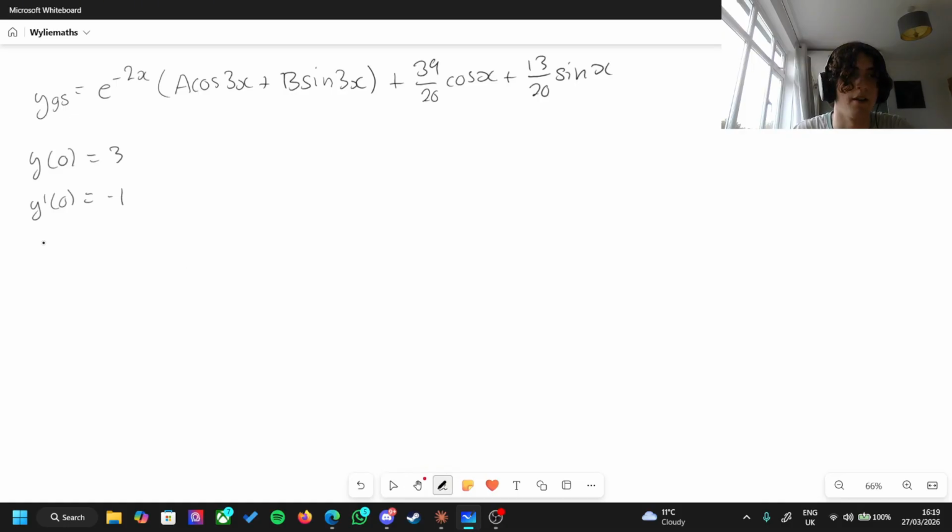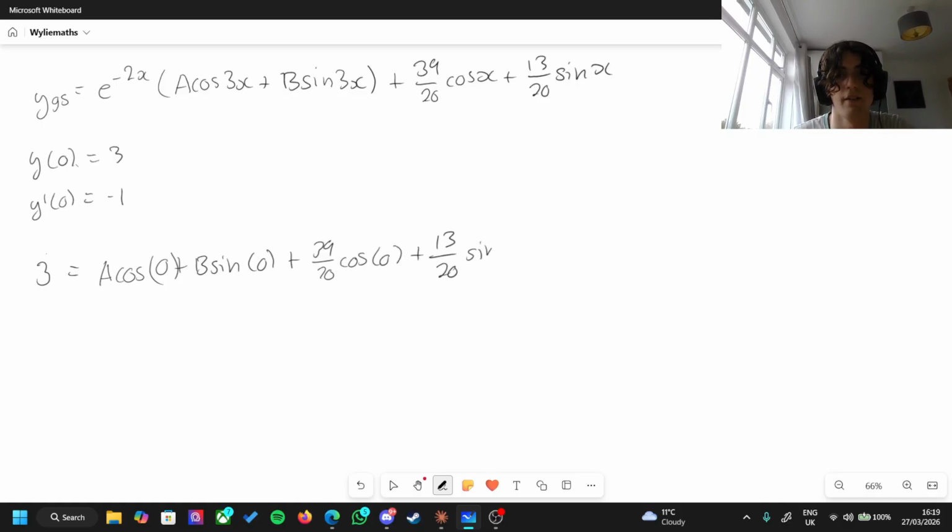So we can start off then by substituting for our first version of this equation. So y(0) is equal to 3, so we can start with 3 is equal to, and then substitute in 0. e to the minus 2 times 0 is going to be e to the 0, which is 1, so we can completely forget about that argument, and instead have a cos of 0 plus b sine of 0, I'll put brackets in here, plus 39 over 20 cos 0 plus 13 over 20 sine 0.